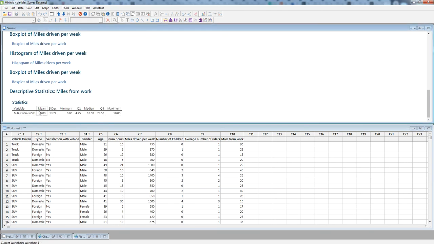And there we go. There's my mean this time. Most people in this sample live 18 miles from work.